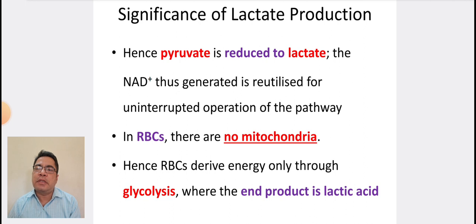In RBCs, there is no mitochondria. Hence, RBCs derive energy only through glycolysis, where the end product is lactic acid.